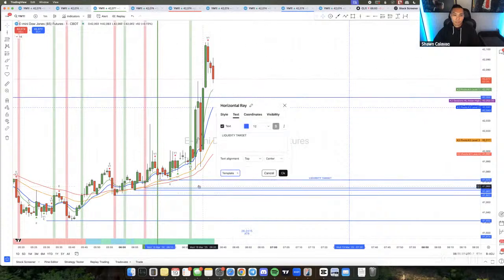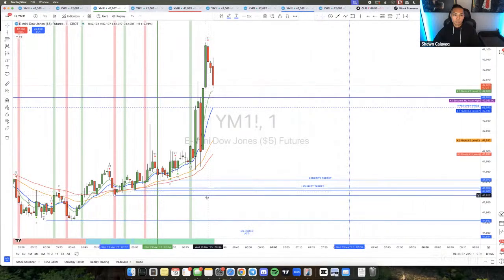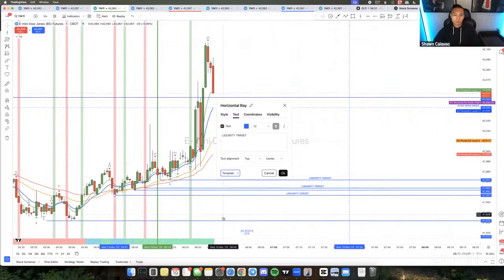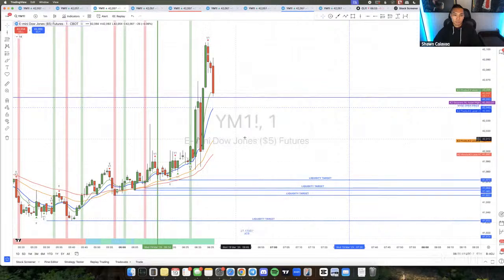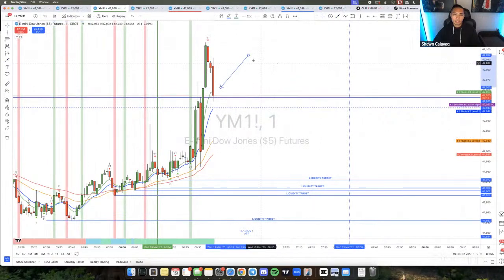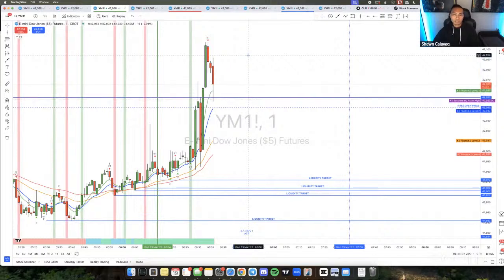I'm going to mark this as a liquidity target. Liquidity target, one more down here. So basically what I'm looking for here, guys, is a sell signal to come up. Once the sell signal comes up and we confirm the retracement, we can possibly start looking for sells, or we can look for the continuation back to the upside.